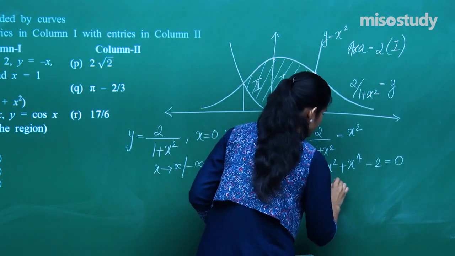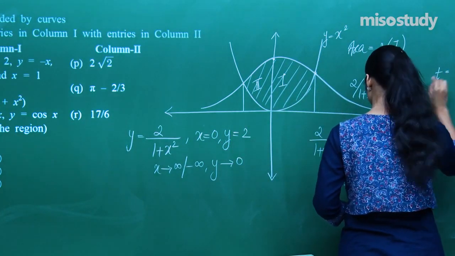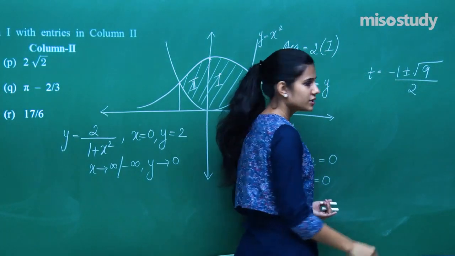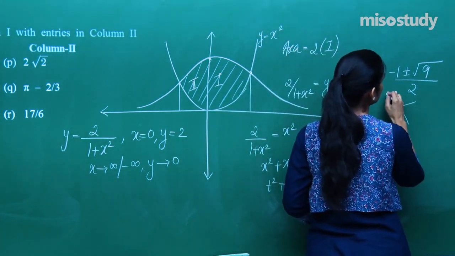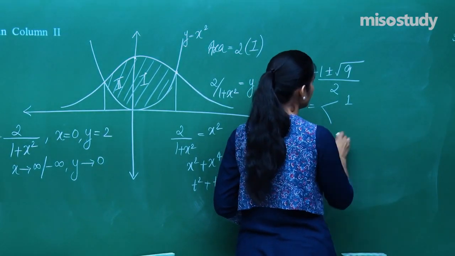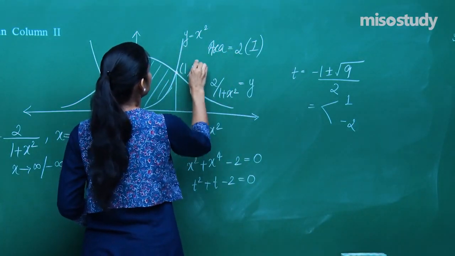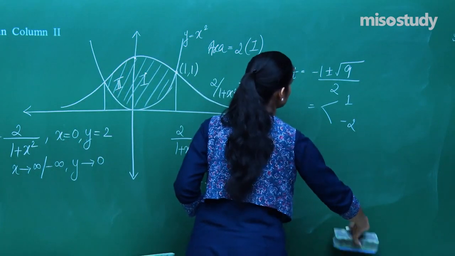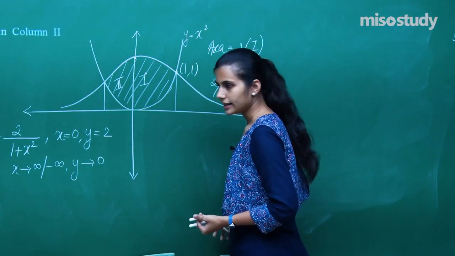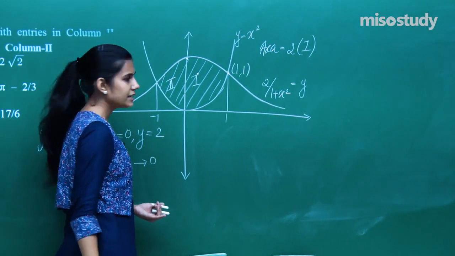I can take x square equals t, I get t square plus t minus 2 is 0. So t comes out to be minus 1 plus minus root 9 by 2. So this becomes minus 1 plus 3 upon 2, which is 1, minus 1 minus 3 upon 2, which is minus 2. So here you basically get 1 and this is also 1. So your answer is, why? Because x square cannot be equal to minus 2, so x square has to be equal to 1 only, right? X square equals 1 means x is 1 and x is minus 1, right?